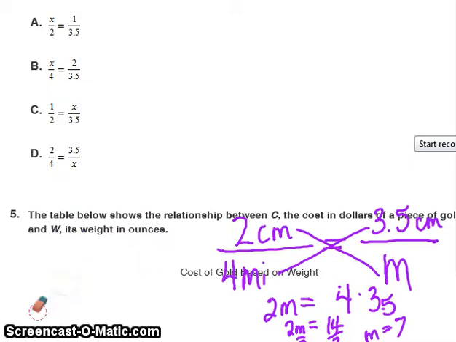Okay, so here's the proportion I used to actually solve this question. Let's look and see which one actually is involved with that. I see right here 2, 4, 3.5 is in the correct place there. X is in the correct place there. I would choose D there.